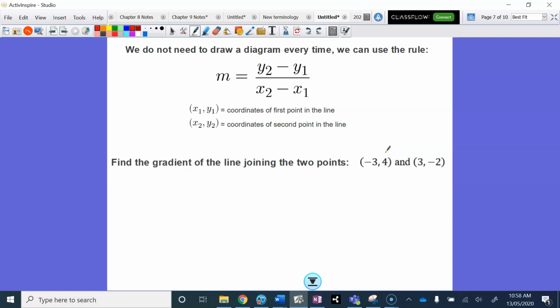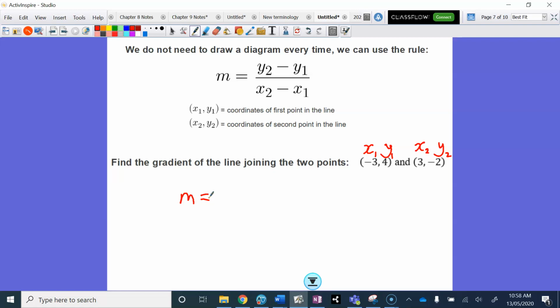So you just decide which one is point 1 and which one is point 2. Usually the first one that's written down makes sense to make that point 1. So this is the x coordinate of point 1, and this is the y coordinate of point 1. And then if the next point is point 2, this is the x coordinate of point 2, and this is the y coordinate of point 2. So using that formula, if I want to do this without actually drawing any diagram of it at all, I can just substitute in my values for x2 and y2 and x1 and y1 into my formula.